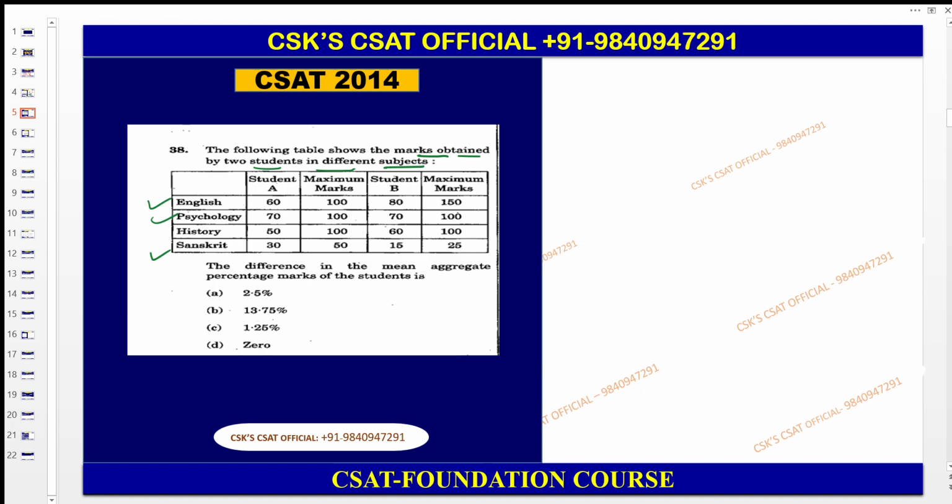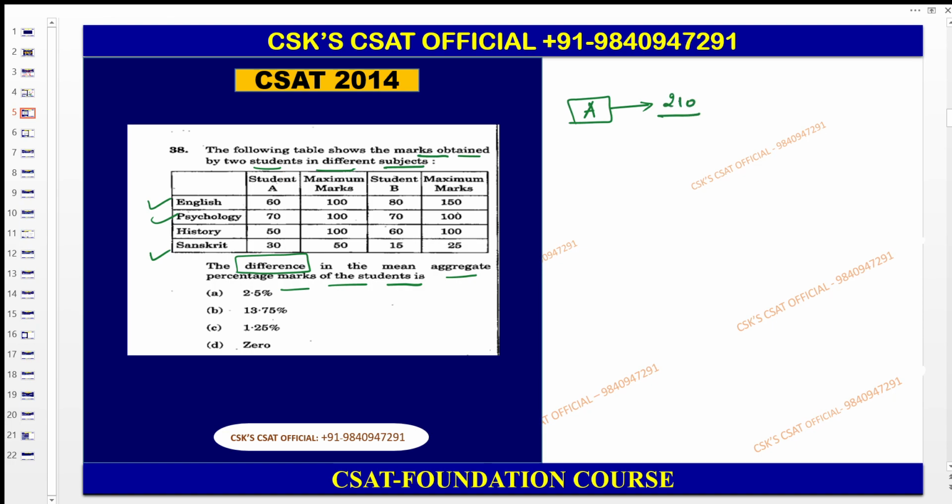They are asking you the difference in the mean aggregate percentage marks of the students. The first thing, how to solve this kind of question, that you need to understand. First thing is, add up the marks scored by student A. If you add up the marks scored by student A, you will get 210.